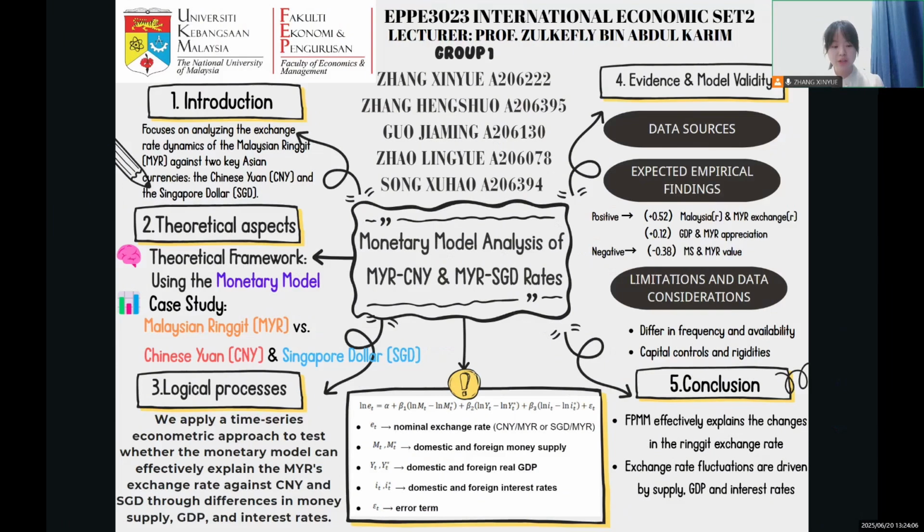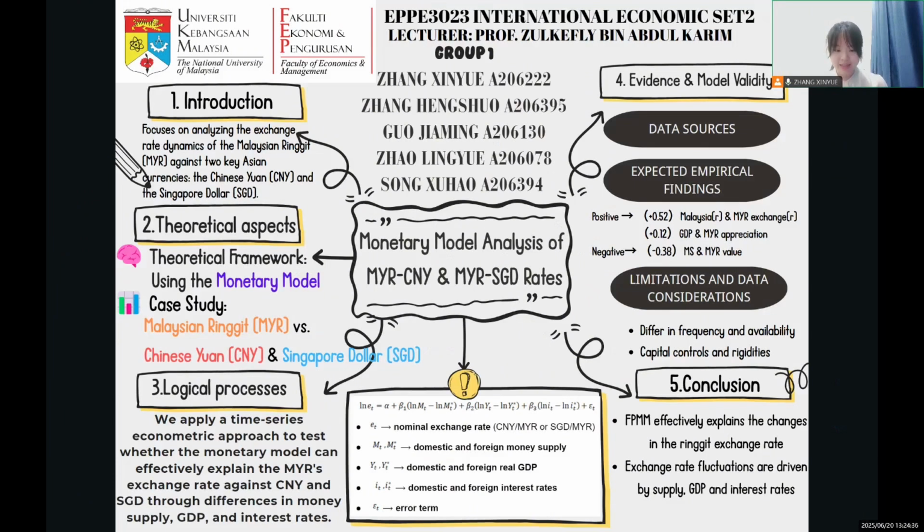So next part, we need to show the evidence and prove its validity. Firstly, the data we obtain must come from resources based on their credibility, transparency, and provision of high frequency. So we got them from World Bank Open Data, IMF, People's Bank of China, Monetary Authority of Singapore, and FRED.